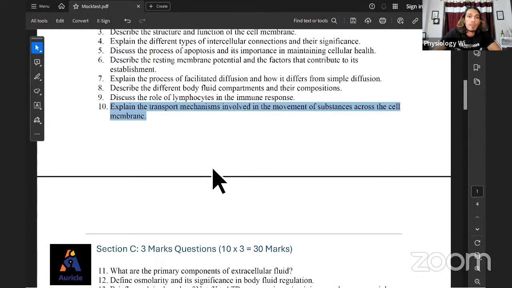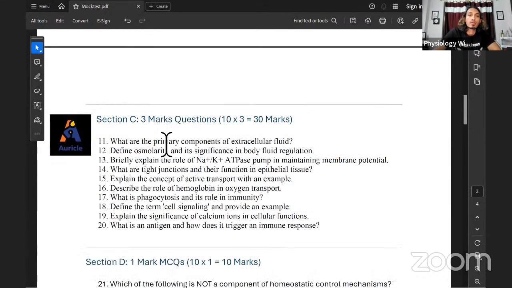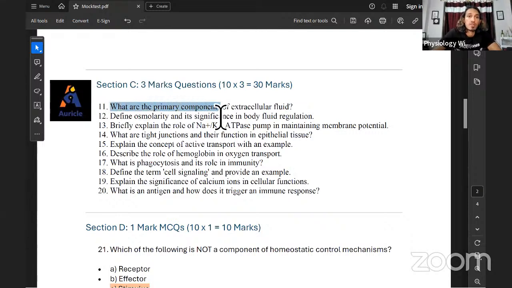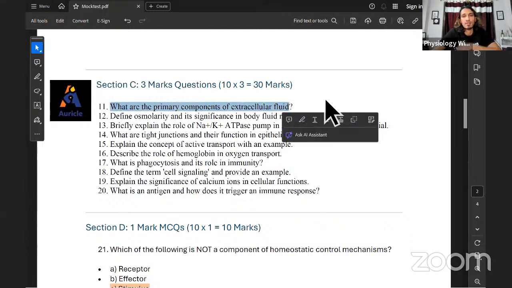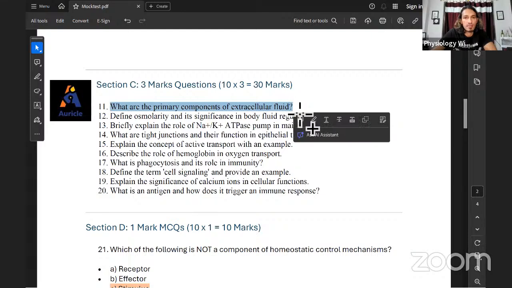Next, we'll go to your 3-mark questions. So the first question is, what is the primary component of ECF? Some repetitions are there in these questions. So what are the primary components of extracellular fluid? This is something that we answered earlier also. In extracellular fluid, you have to talk about your plasma and the interstitial fluid and what the components of it are. In your plasma, what are the components of plasma?